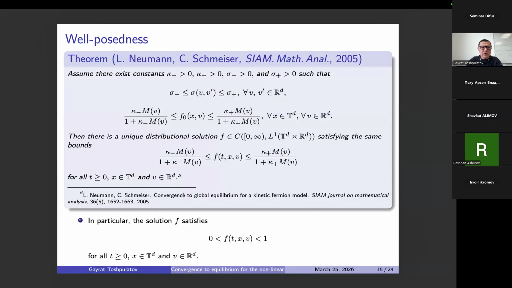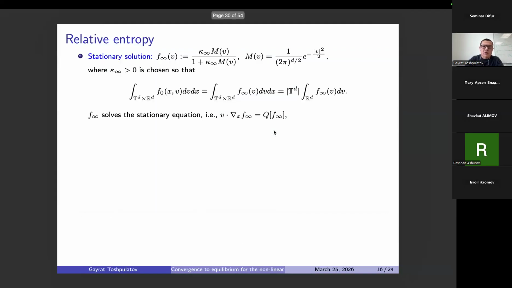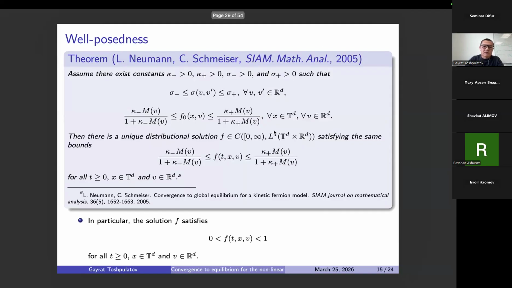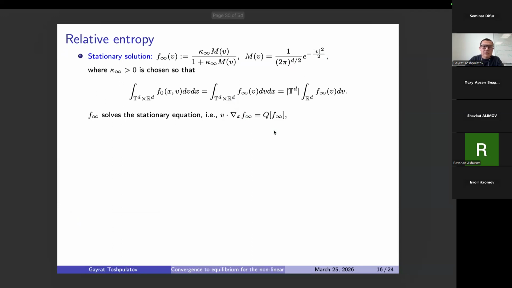I am not going to give you the proof, but I can refer to this paper. It proves this result. They consider the periodic structure, crystal. So x in the torus. So existence is now well known.